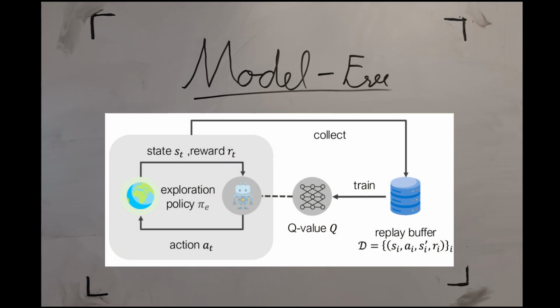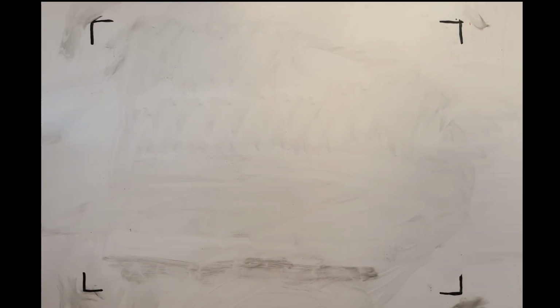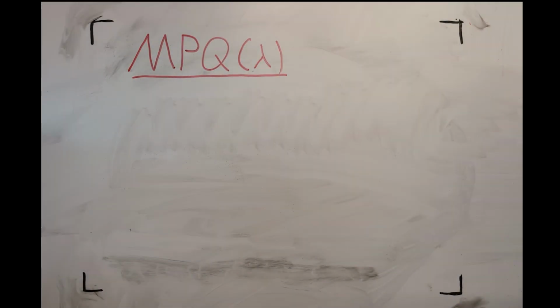A Q network is then trained on this dataset, so it learns to predict the cost given a current state and action. Over training, the Q network gets better and better, and eventually the final trained neural network is able to predict the cost given a state and action. So now we can discuss MPQ Lambda, which attempts to bridge MPC with Q-learning together.